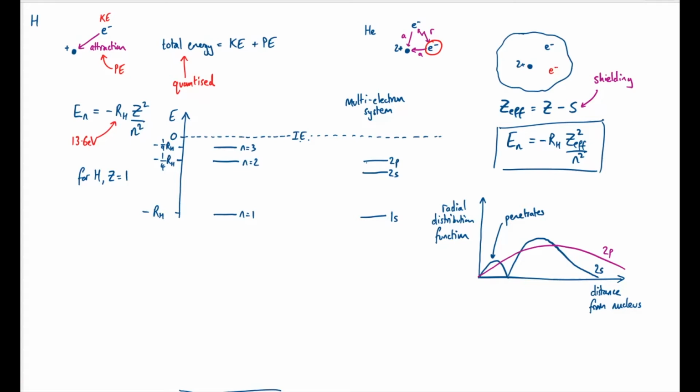But for now, I'm just going to focus on the first 10 elements. And so I'm only going to be considering the 1s, the 2s, and the 2p orbitals. So for the rest of this video, I want to have a think about the ionization energy. And the ionization energy is the energy required to remove an electron from its energy level so far away, to infinity, such that it's no longer attracted to the nucleus.